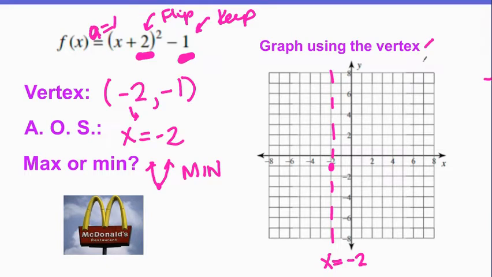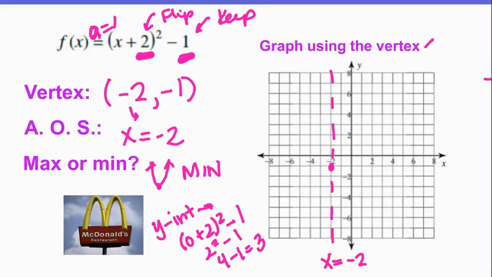So I have the vertex. I also could find another easy point, and by easy point, I mean find the y-intercept. To do that, I'm going to plug in 0. So I have 0 plus 2 squared minus 1. And 0 plus 2 is 2. 2 squared minus 1. 4 minus 1 equals 3. So when I plugged in 0, I got 3. That's important. I can plug that in right here.